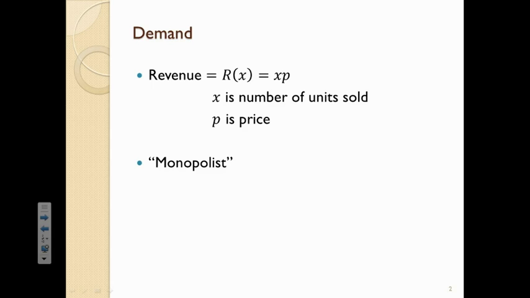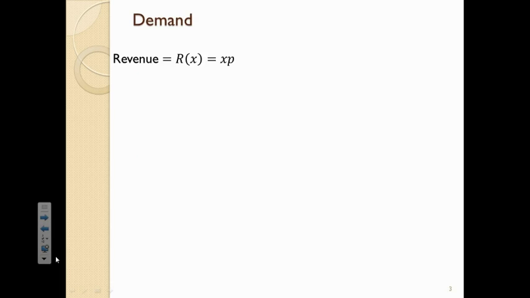But in today's world, there's not that many companies that have a true monopoly. Now, even if you are a monopolist, customers will buy a large amount of a product or service when the price is low. Now, we know that that's true. If we keep our formula here that revenue, or R of X, is equal to XP.